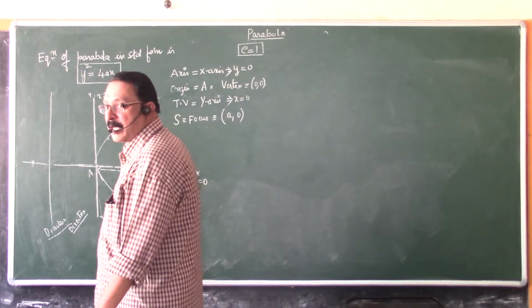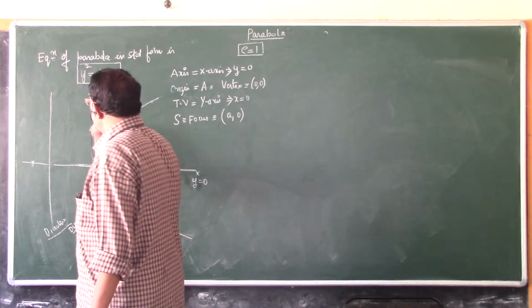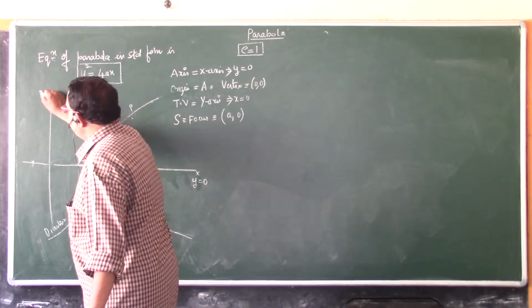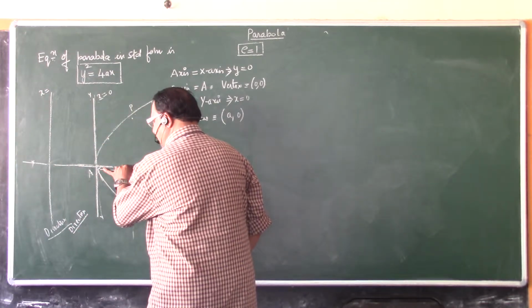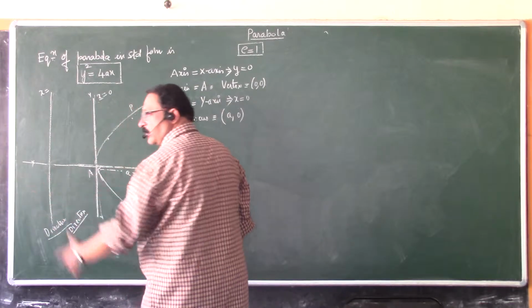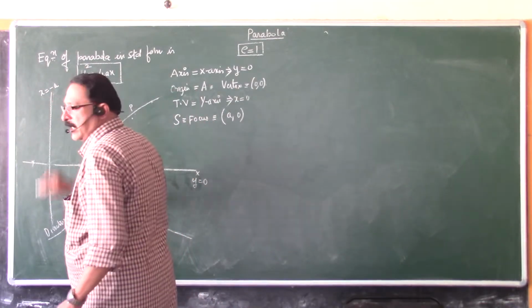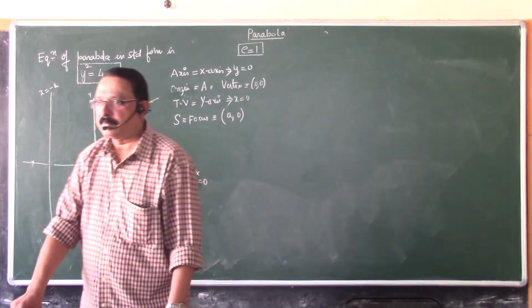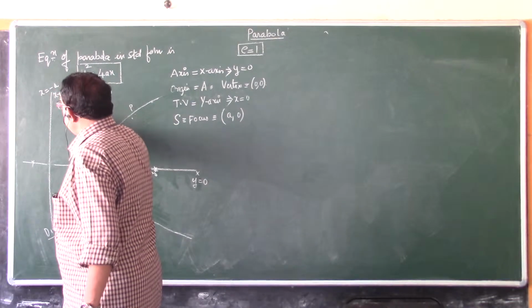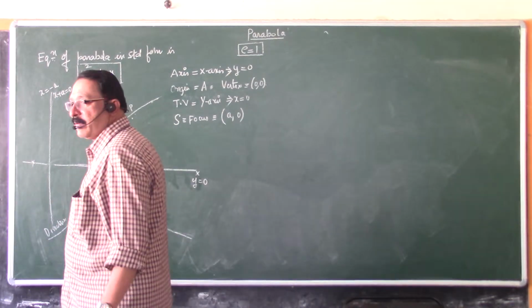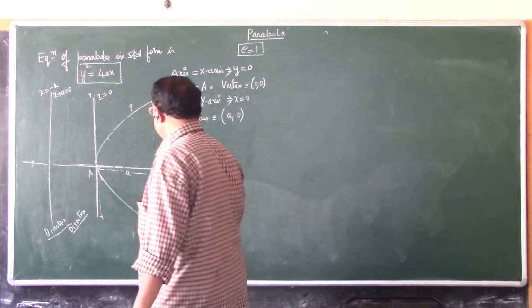If two lines are parallel, they differ only in their constant terms. So if this is x, this should also be x. It is at a distance of a on the left side, the other side of the origin. So the distance now becomes minus a. So x is equal to minus a, or x plus a is equal to 0, is the equation of the directrix of the parabola y square equals 4ax.